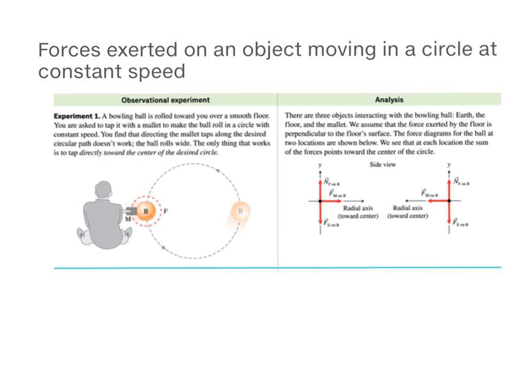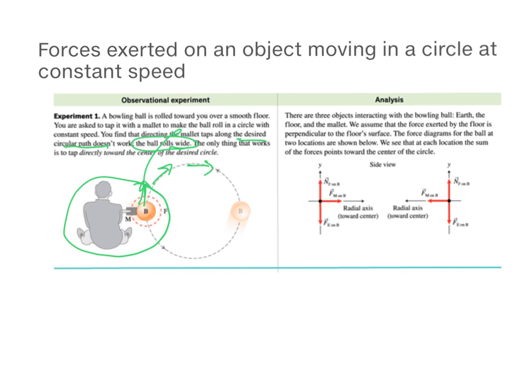So let's pretend we're doing that activity that we did in the hallway where you were asked to hit a bowling ball with a mallet in a circle. And if you remember, you guys probably started out trying to hit the bowling ball along the path like this. And if you did that, if you tried to do it along the desired circular path, what you found is the ball would roll wide. It wouldn't actually follow a circular path. It would go somewhere out here.